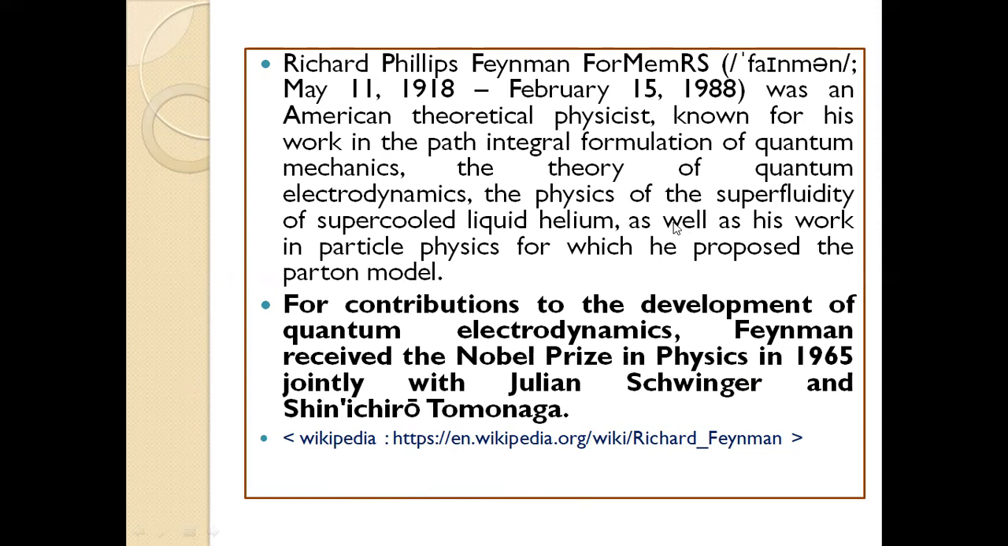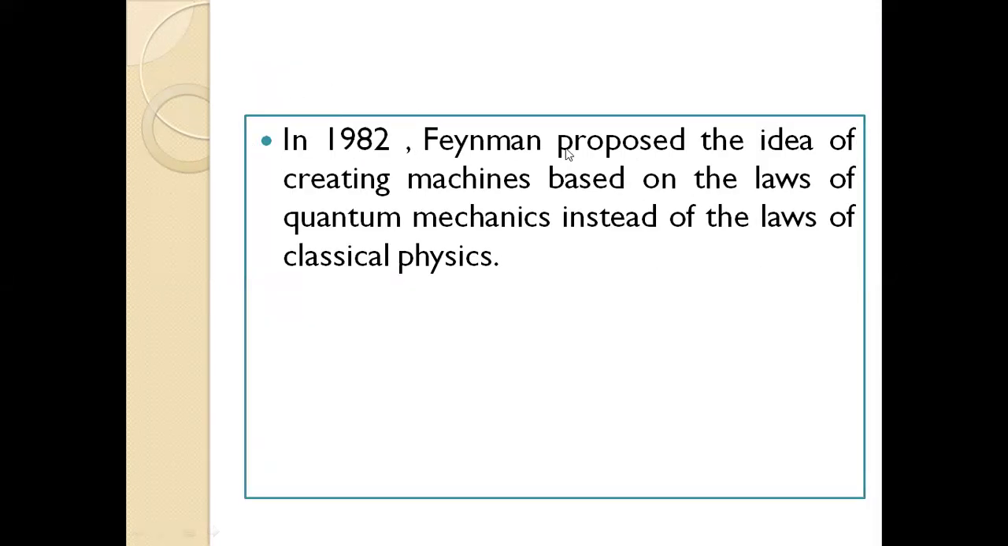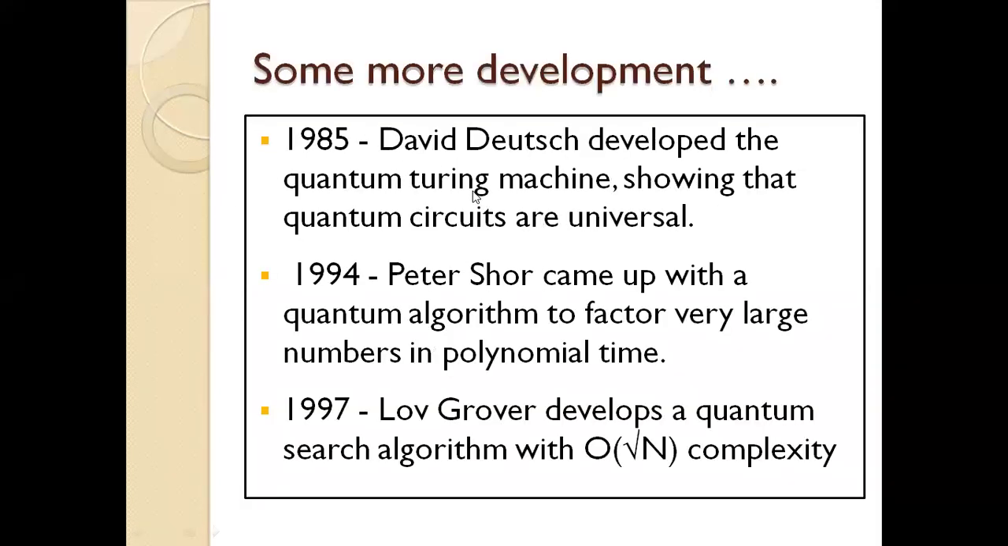Sometimes you may face a question or an MCQ like this, because we have to know who actually introduced this concept. Now, in 1982, Feynman proposed the idea of creating machines based on the laws of quantum mechanics instead of the laws of classical physics. Then again, some more developments: in 1985, David Deutsch developed the quantum Turing machine, showing that quantum circuits are universal. Then in 1994, Peter Shor came up with a quantum algorithm to factor very large numbers in polynomial time. Okay. Then in 1997, this one is very important.